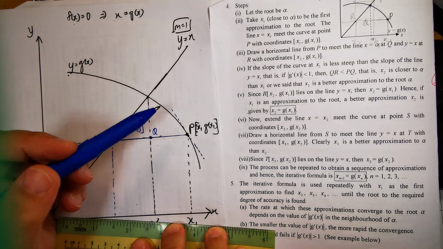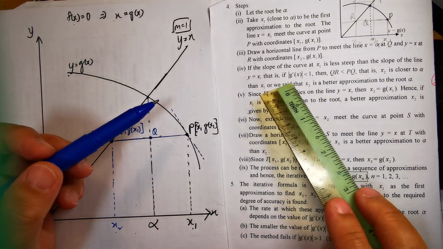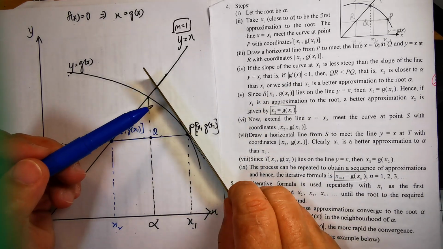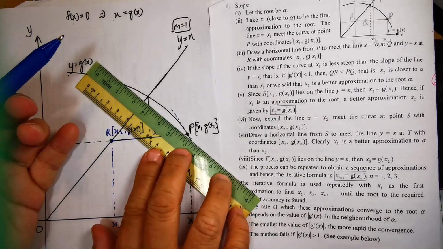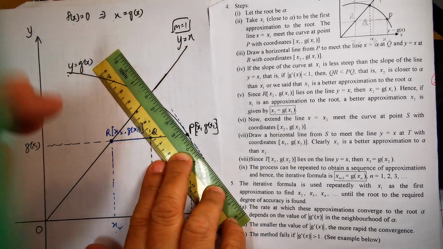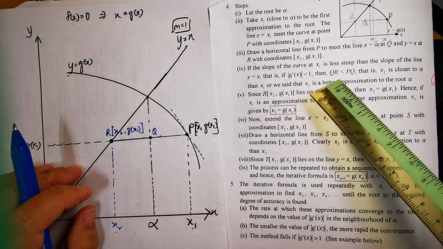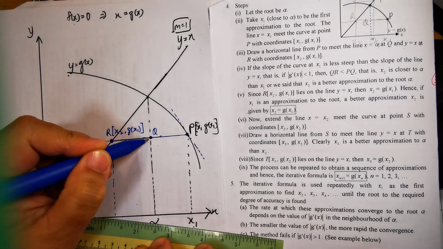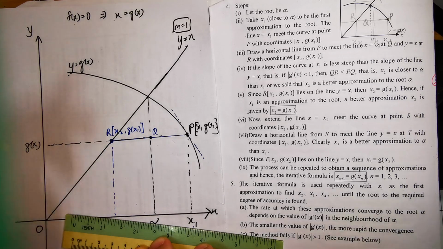So draw a horizontal line from P. Then it means that g'(x) is less than 1. My drawing actually shows g'(x) more than 1, but it doesn't matter. You imagine it is g'(x) less than 1. Just imagine, my curve is not that good. Then QR should be less than PQ. This distance QR should be shortened compared to PQ. It should be shortened.